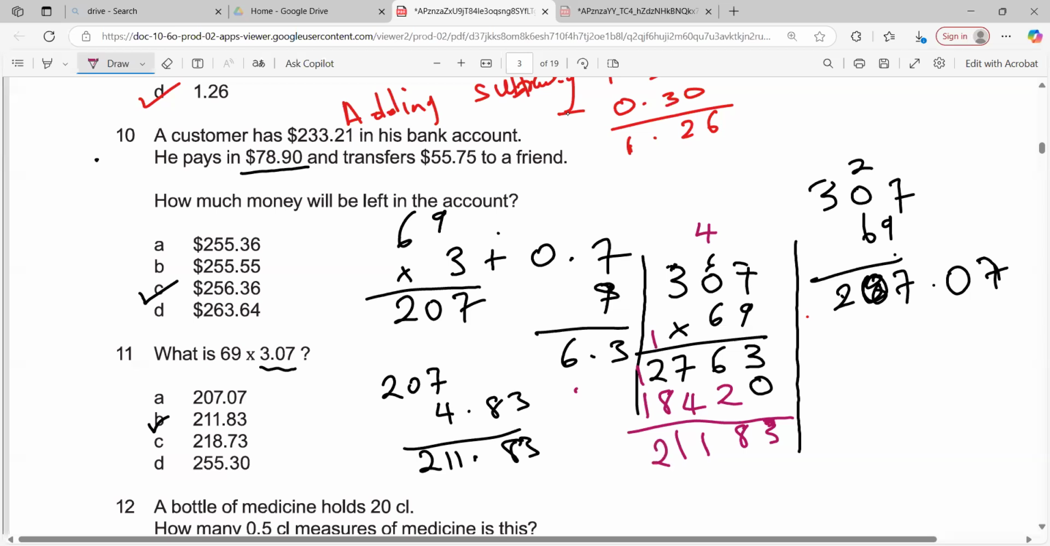And then after I finish multiplying, I would add back the decimal point to the amount of decimal places that were in the original number. There were 2 decimal places in 3.07. So I'd put 2 digits behind the decimal point, in front of the 8 and behind the 11. And your final answer would be 211.83. All right, so both of you got the same thing.